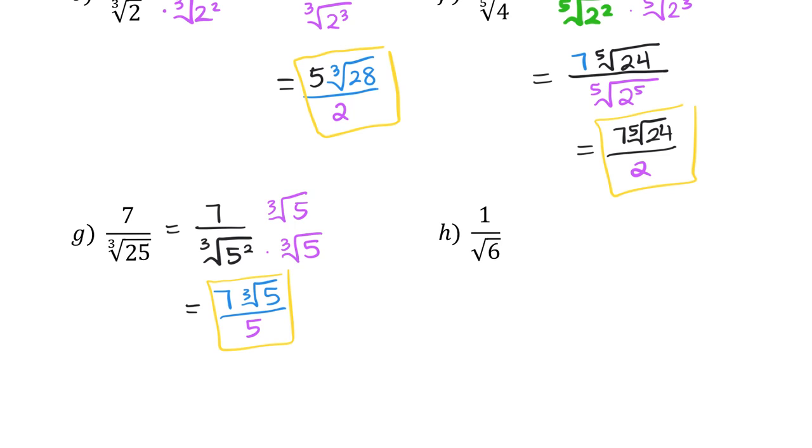Okay, 1 over root 6. How many more 6's? Root 6. If I do 1 times square root 6, I just get square root 6. If I do the square root of 6 times 6, that's the square root of 36, which goes back to 6. And now my denominator looks better.